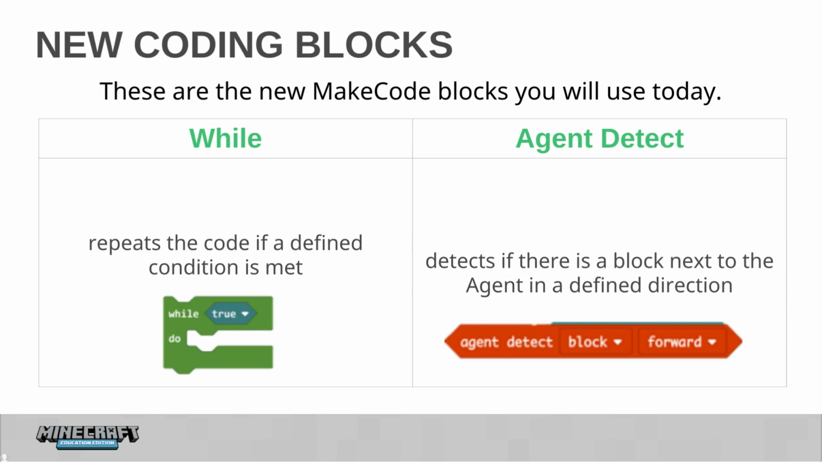Our other block is the agent detect. This block will detect if there is a block next to the agent in a defined direction. So in this red one, it says agent detect block forward. So it detects whether or not there's a block in front of that agent.